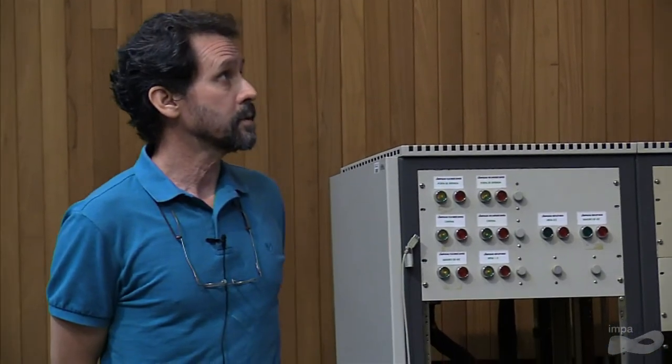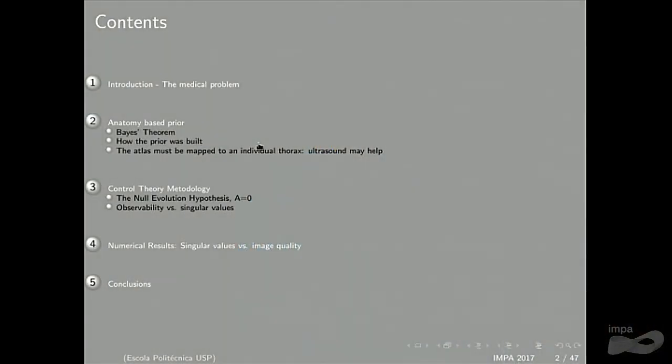First, an introduction of the medical problem. Then I will explain how we regularize our problem. Then I will address the control theory, how we can use the control theory to design tomographs. And finally, we will try to show some numerical simulations showing that this concept is very useful.